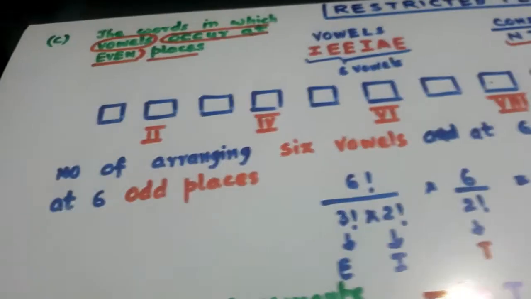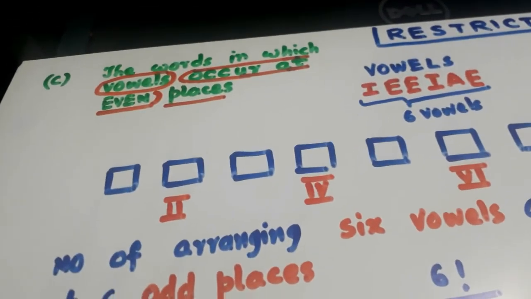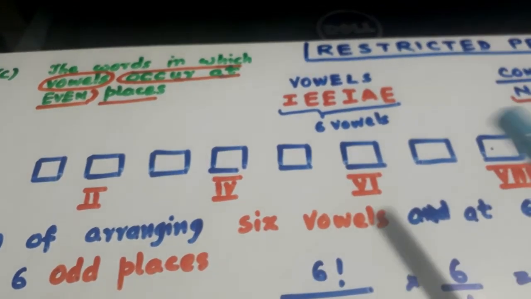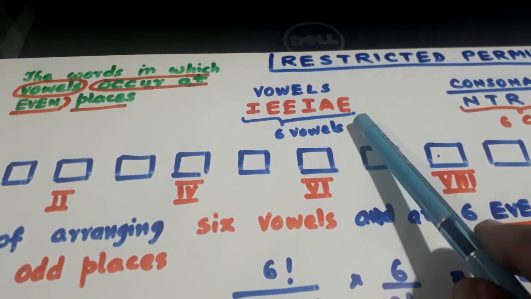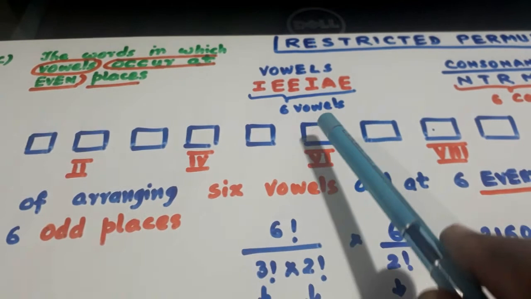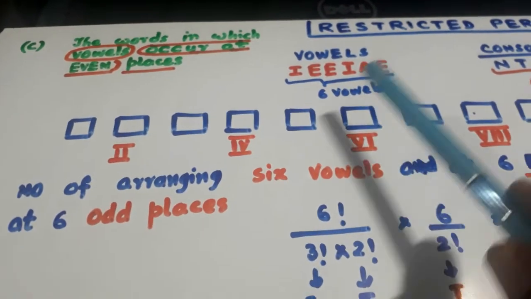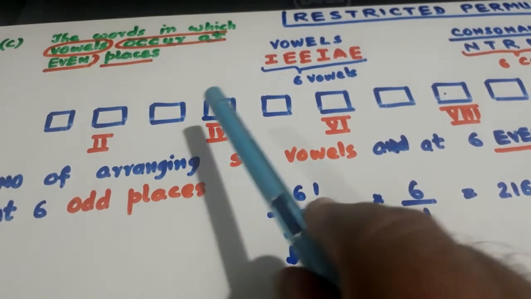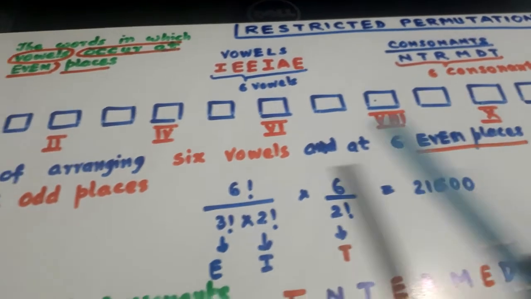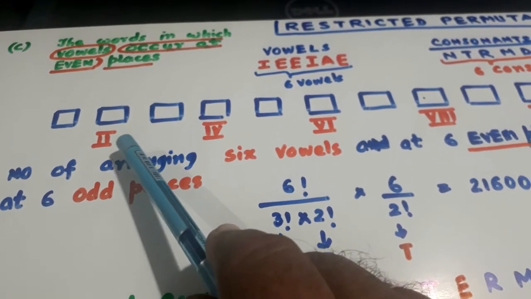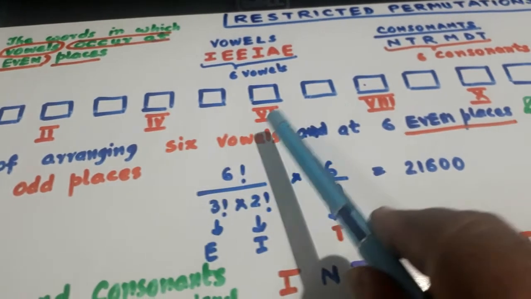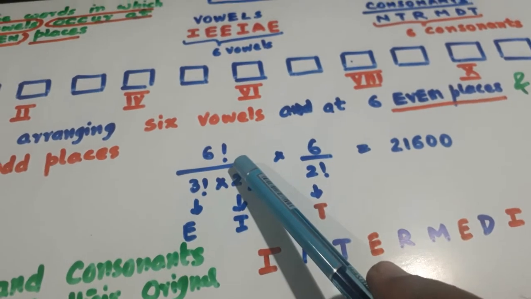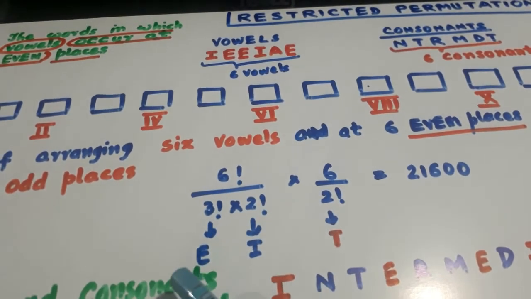Next condition is the words in which vowels occur at even places. Now these are the vowels present in the word intermediate, 6 vowels are there. So first is odd place, even place, odd place, even place, odd place, even place, like this. So at even places, I have marked with red. This is second, 4, 6, 8, 10, and 12. These are 6. So these will be arranged 6 factorial.